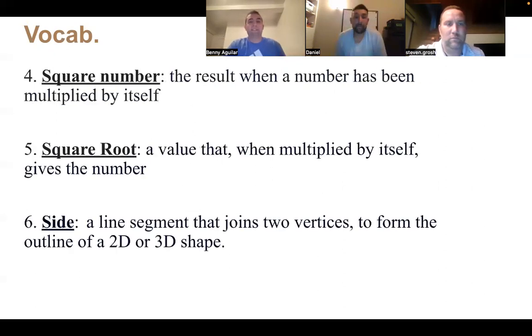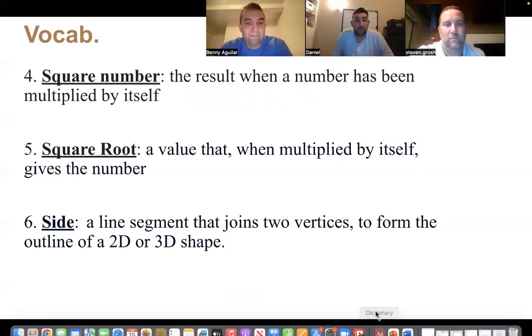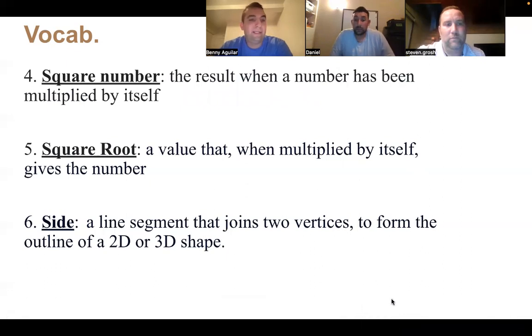Now let's go 4, 5, 6. These will be our last 3 vocabs. Go ahead, Steven. Number 4. For number 4, we'll be starting with squared number, which is the result when a number has been multiplied by itself. Go ahead, Daniel. Square root, a value that when multiplied by itself gives the number. Great. Go ahead, Steven, for side. And for the last one will be side, which is a line segment that joins 2 vertices to form the outline of a 2D or 3D shape.